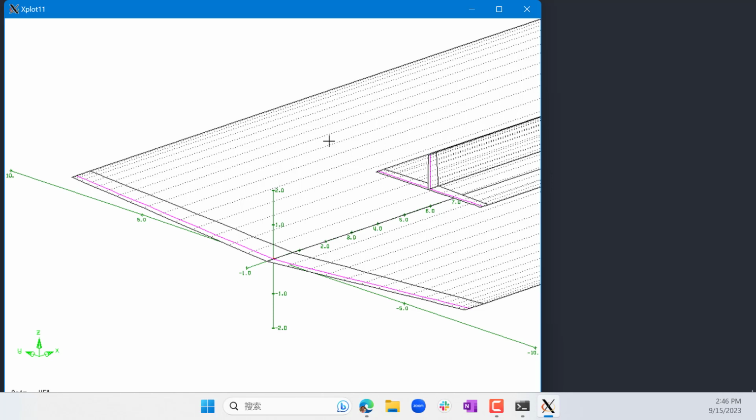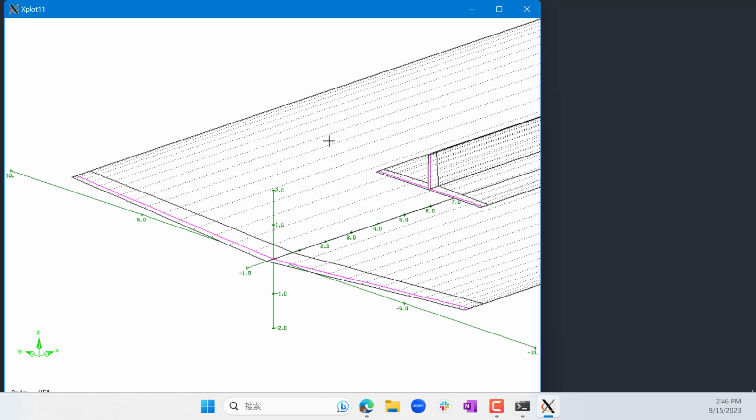Basically, AVL does the iteration in a really smart way. It uses Newton's iteration and things like that to converge to a solution. And that's the solution that enables you to compute the lift distribution and the induced flow distribution on the wing, from which you can compute the total lift, total induced drag, and things like that.